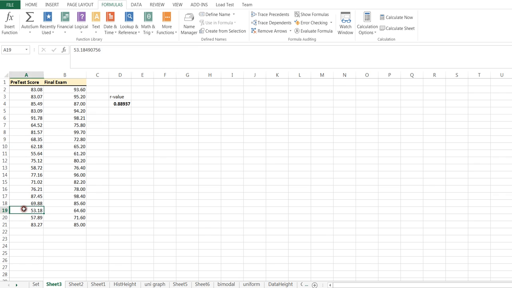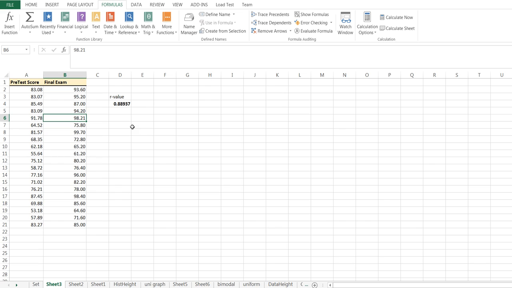Let's take some examples. If a person has a pretest score of 53.18, their final exam is 64.6. If they have a pretest score of 71.02, their final exam is 82. If they have a pretest score of 91, their final exam is 98. So as the pretest score values themselves are increasing, the final exam corresponding value is increasing at a very similar rate. That's what the R value tells you. It's a measure of the relationship, the linear relationship, between two data sets.